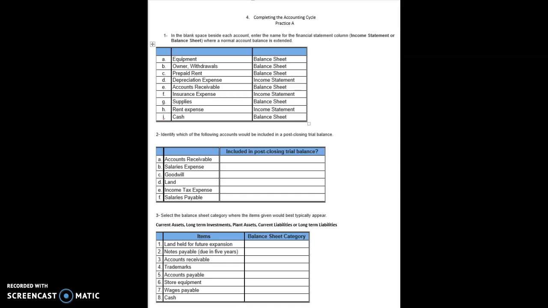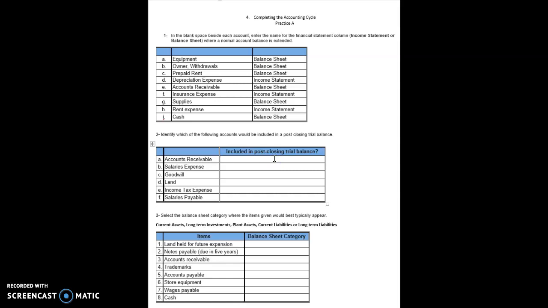All right, that wraps up number 1. Let's go to number 2. Number 2 is telling us to identify which of the following accounts would be included in a post-closing trial balance. So basically, we have to identify, is it a permanent account or is it a temporary account? If it's temporary, it will not be on the post-closing because we would have closed it and it would have a 0 balance. If it's a permanent account, then we will find it on the post-closing because it's a permanent account.